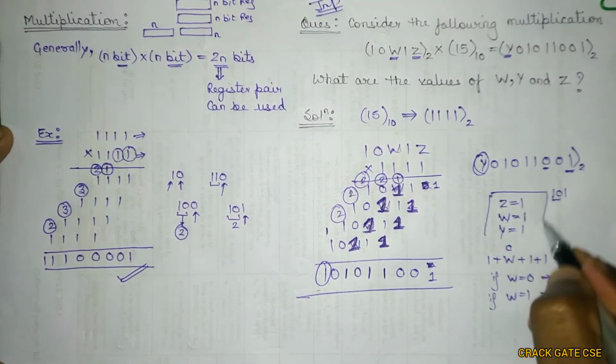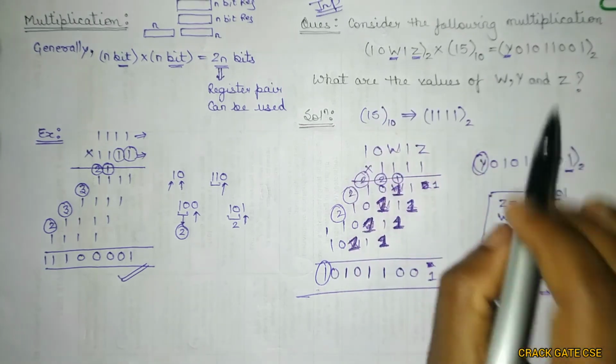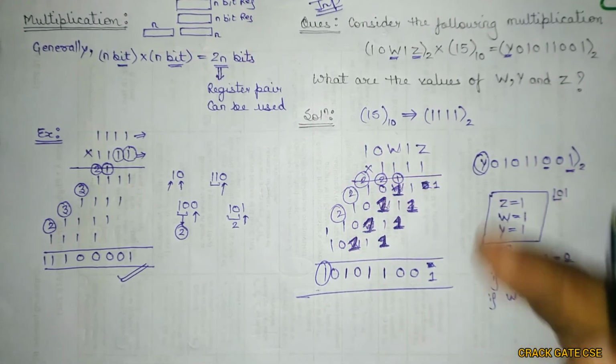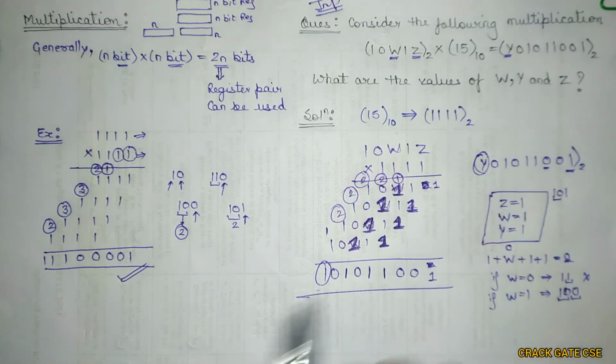So this is how you can find the value of the variables given in the multiplication expressions. I hope you got an idea how the multiplication is going on, right?